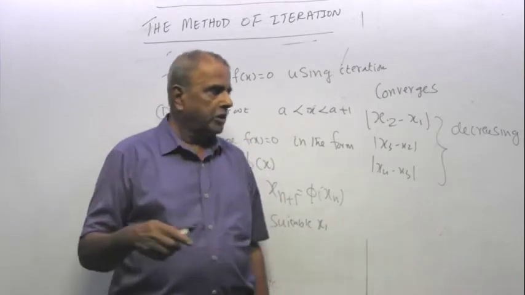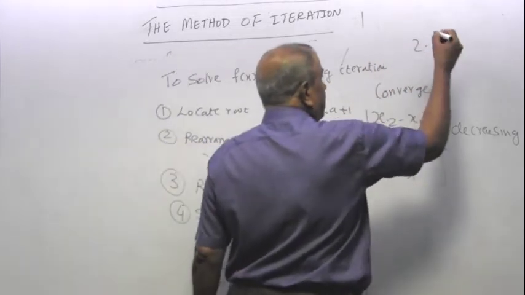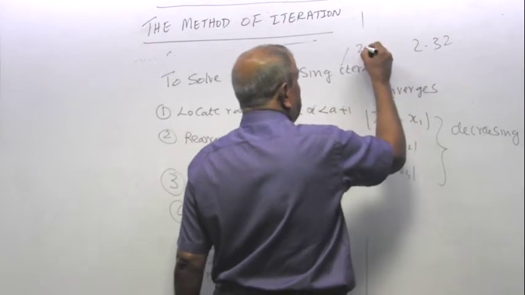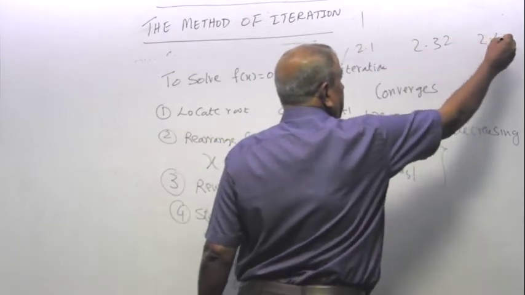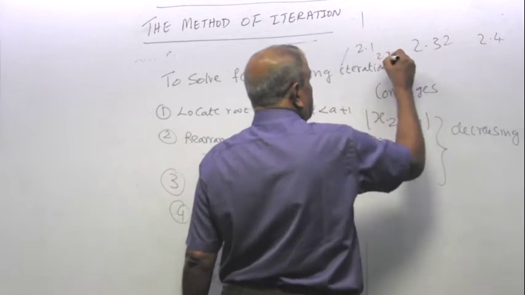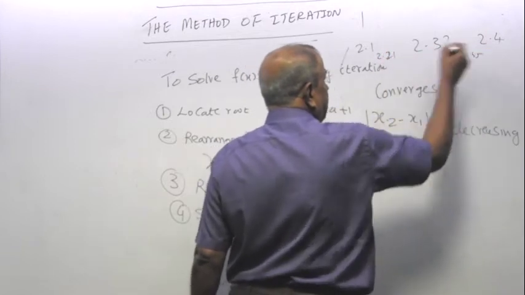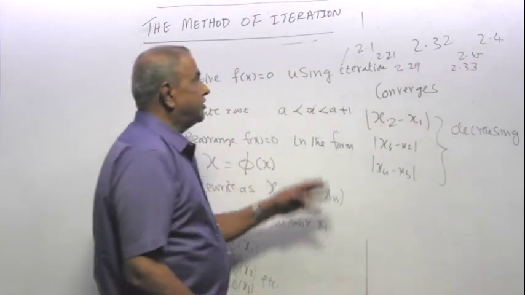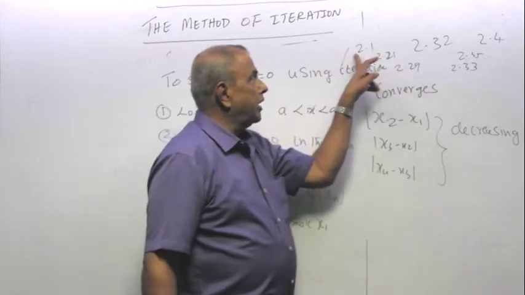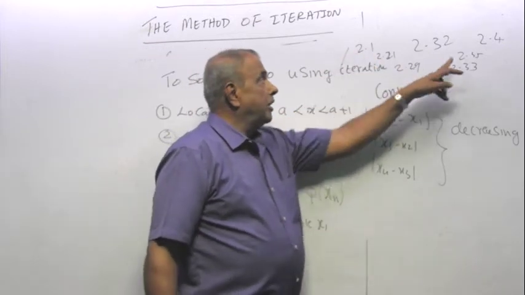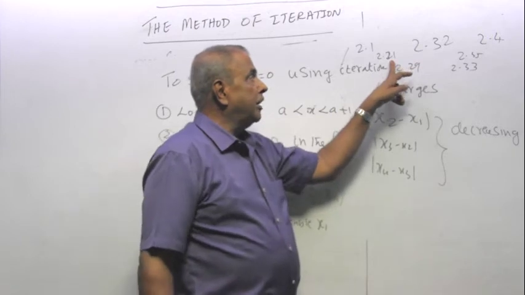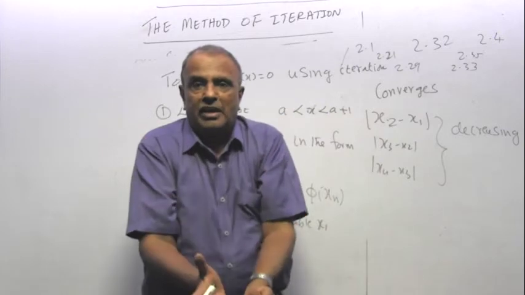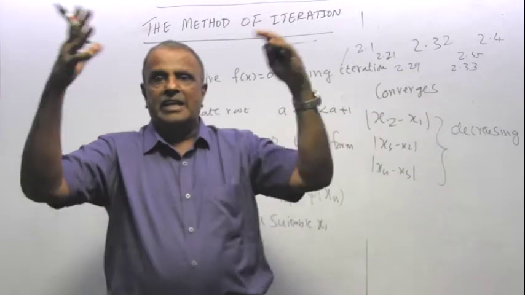2.1 and 2. Let's say the root is 2.3. You might take the first approximation to be 2.1. The next one you get 2.4. Then you get 2.21. Then you get 2.35. Then you go 2.29, 2.33. In other words, 2.4 and 2.1, the difference is 0.3. 2.35 and 2.21, the difference is 0.14. This is 0.04. So the differences should start reducing, then it converges.